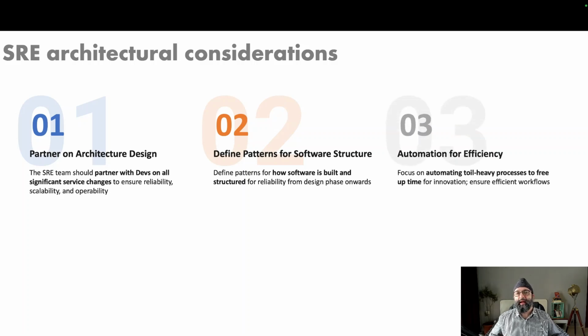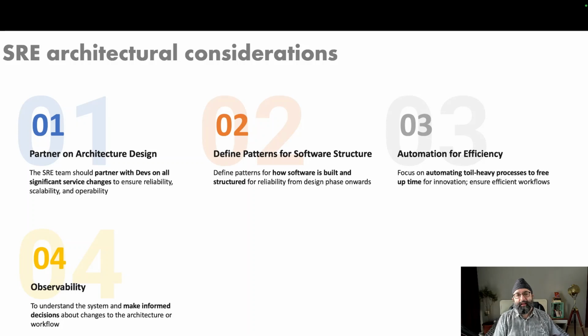And third is the automation for efficiency, because one of the goals of the SRE is to automate away all the toil-heavy processes, which means anything manual, anything repeatable has got to be automated. What happens as a result is you free up time for innovation and you ensure more efficient workflows. And then there is observability, which is to make informed decisions about whether you need to change something in the workflow or in the architecture.